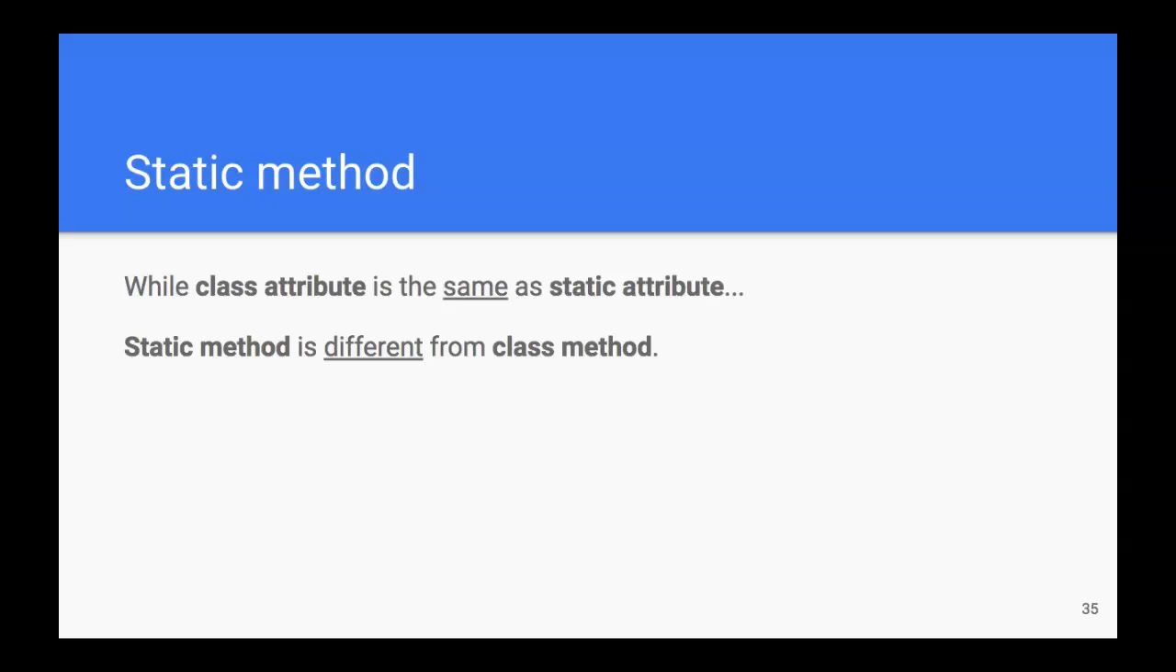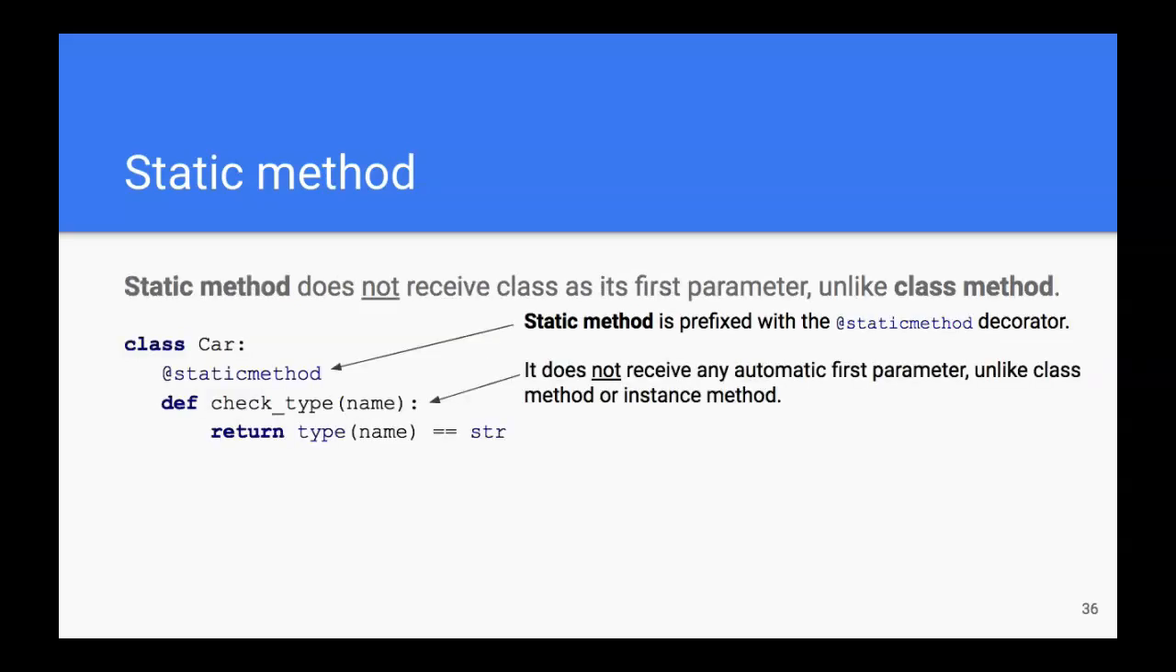In other languages like C++ and Java, class methods are more commonly referred to as static methods. So they're really the same in other languages, but in Python, these two things are different. So how are they different? Well, the main difference is that a static method does not get the class as its first parameter.